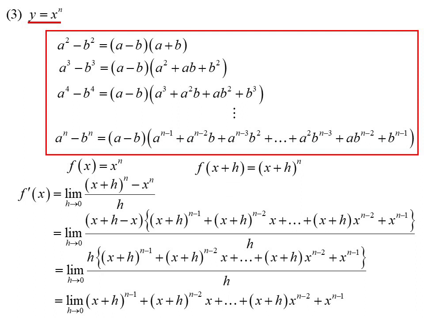But if I substitute h equals 0 into all this, then the first one becomes x to the power of n minus 1. The second one becomes x to the power of n minus 2 times x, which is x to the power of n minus 1. And so on, and so on, and so on. So every one of those terms is x to the power of n minus 1. I guess the question is, how many of those terms do we have?